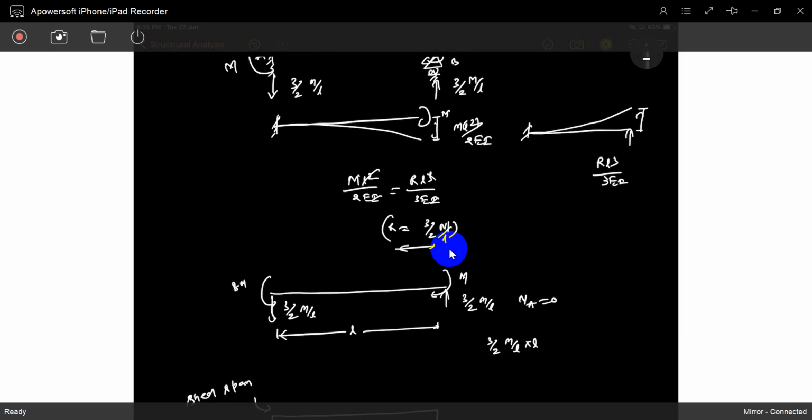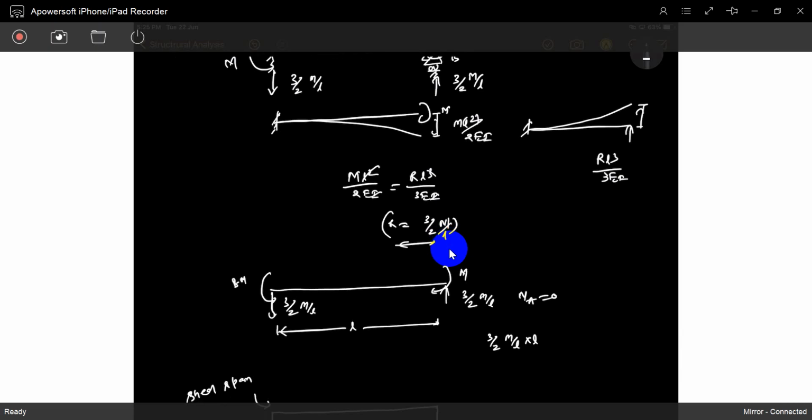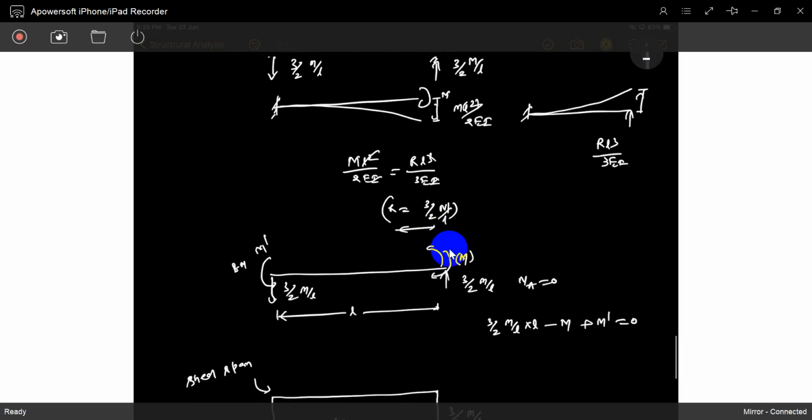Everything is moment, it is 0. 3 by 2 M by L into L. This goes in this direction, but M is in the opposite direction. And I call the bending moment M dash. So M dash is equal to 0. Okay, L cancels. 3 by 2 minus M, so 1 by 2 M plus M dash is 0.